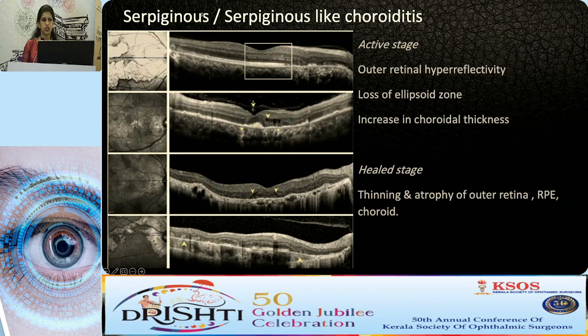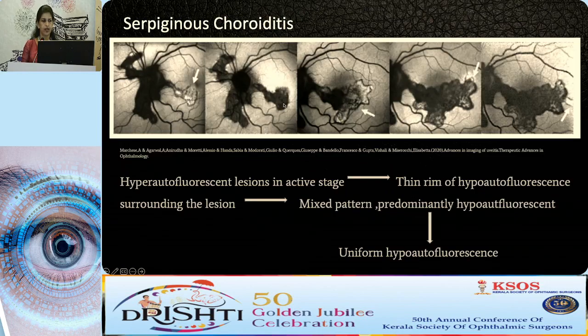And coming to serpiginous and serpiginous-like choroiditis, in the active stage, you have outer retinal hyperreflectivity, loss of the ellipsoid zone, and increase in choroidal thickness. In the healed stage, there is thinning and atrophy of the outer retina, RPE and choroid. And on FAF, you have hyperfluorescent lesions in the active stage. Then a thin rim of hypoautofluorescence starts surrounding the lesion. Then it comes to a mixed pattern, predominantly hypofluorescent, and this comes to uniform hypoautofluorescence when the lesion becomes inactive.